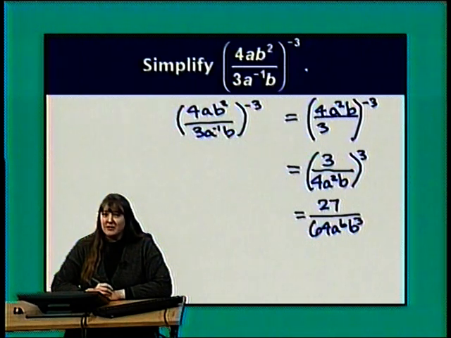This is getting a bit complicated. If you're having troubles following along, it's probably that you need to review the properties and rules of exponents. So let's go through those.